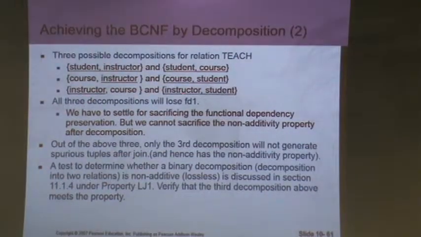Here is an instructor. However, none of them is actually purely redundancy free. Why? Because the student information is here and here. The course information is here and also here. Instructor here, instructor here. You cannot actually solve the problem of BCNF in terms of redundancy.